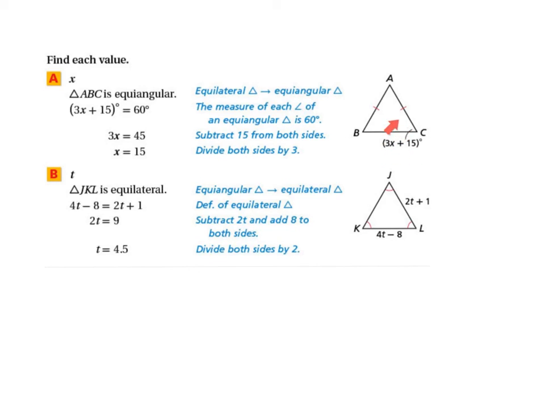This is 3x plus 15, that's 3x plus 15, that's 3x plus 15. We could add them all, set them equal to 180. Doesn't matter, you'll get the same answer. So if I set this equal to 60 and start solving, I'd subtract 15 from both sides. Then I would get 3x equals 45, divide both sides by 3, and I get x equals 15. And we can plug that back in to make sure that the angle really does equal 60 degrees.